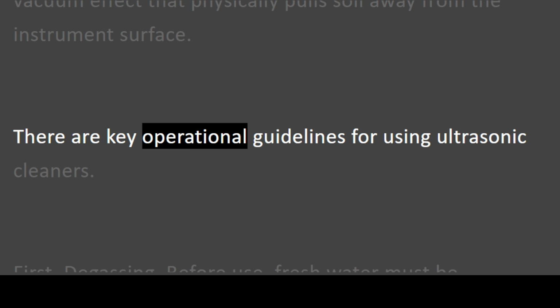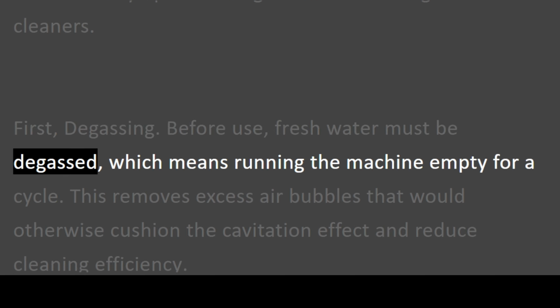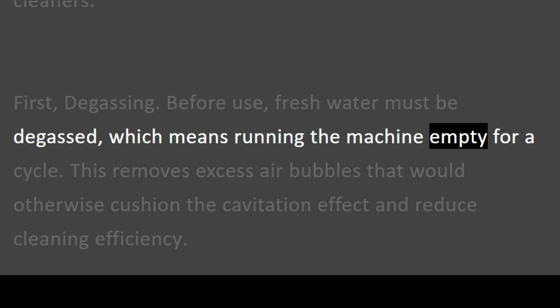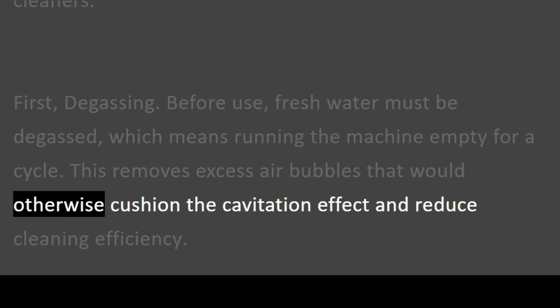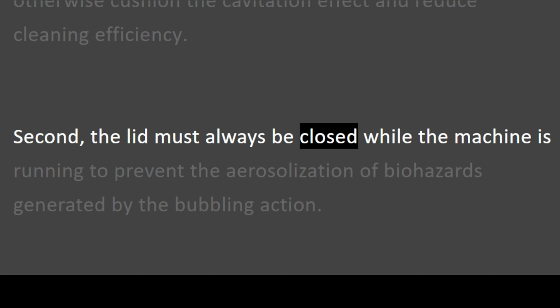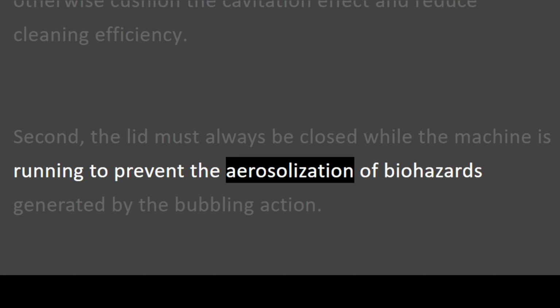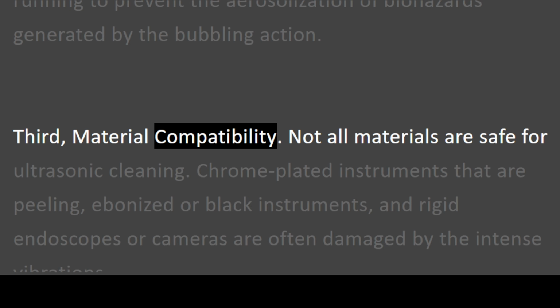There are key operational guidelines for using ultrasonic cleaners. First, degassing. Before use, fresh water must be degassed, which means running the machine empty for a cycle. This removes excess air bubbles that would otherwise cushion the cavitation effect and reduce cleaning efficiency. Second, the lid must always be closed while the machine is running to prevent the aerosolization of biohazards generated by the bubbling action.